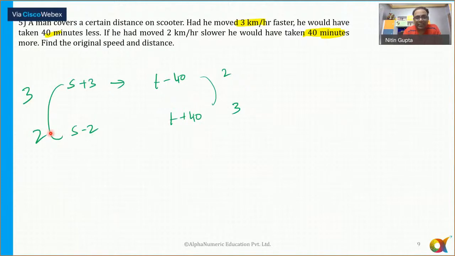And I need a gap of 5. If I need a gap of 5, so multiplied by 5. 3 into 5 and 2 into 5. So s plus 3 is 15. S minus 2 is equal to 10. So s is, in any case, that is 12.